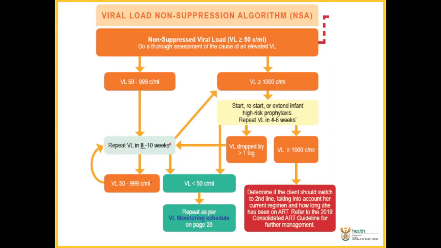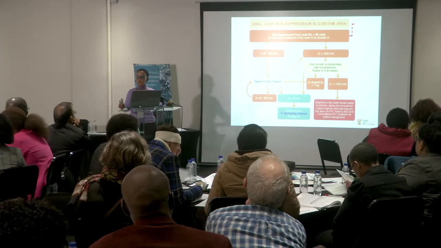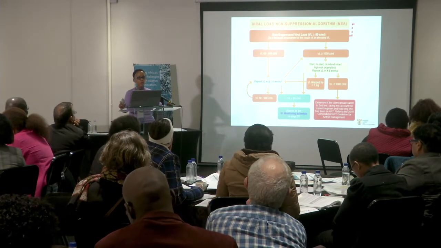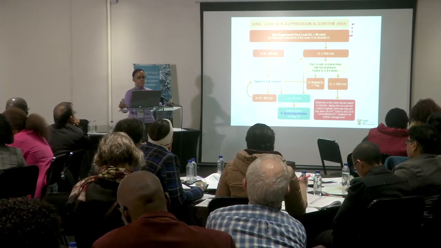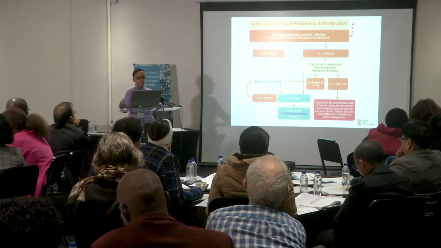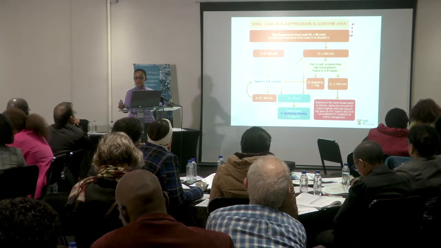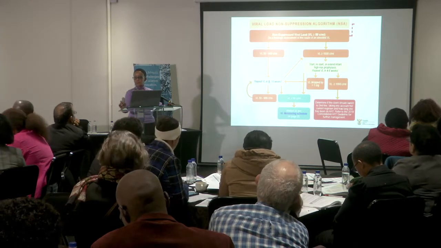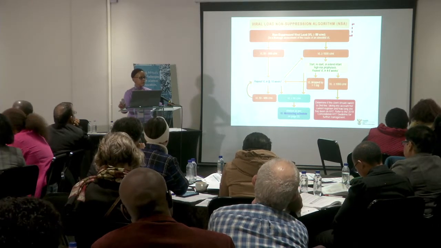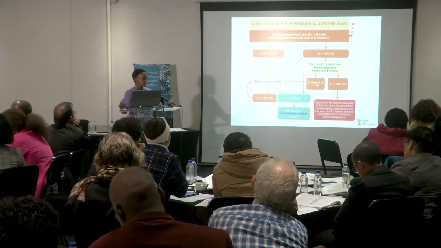So now this algorithm during pregnancy and postpartum is different to the adult and pediatric cases because, as I said earlier, you've got a limited time period in pregnancy. So let's start on the left-hand side of the screen. So the pregnant or postpartum woman has a viral load of between 50 and 1,000, that low-grade viremia. So instead of repeating the viral load in 6 months, you repeat it in 8 to 10 weeks.